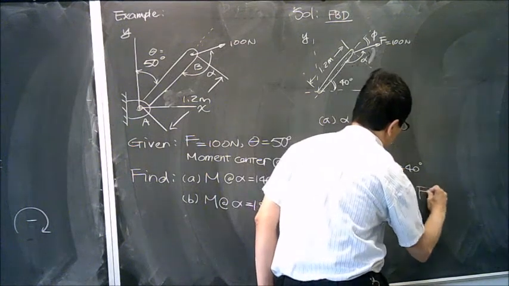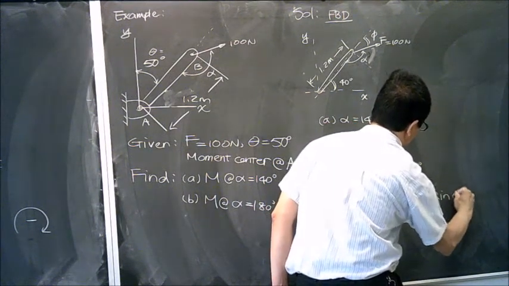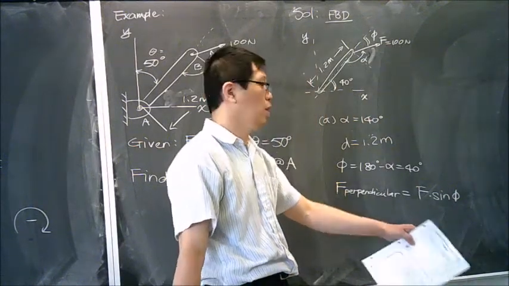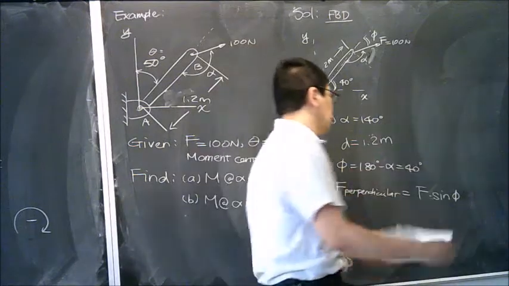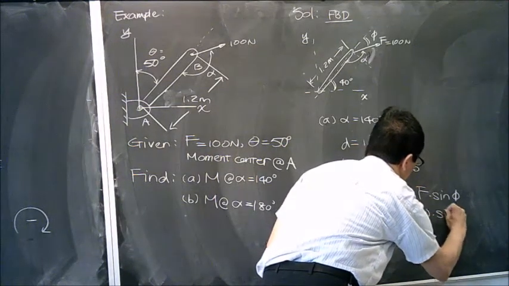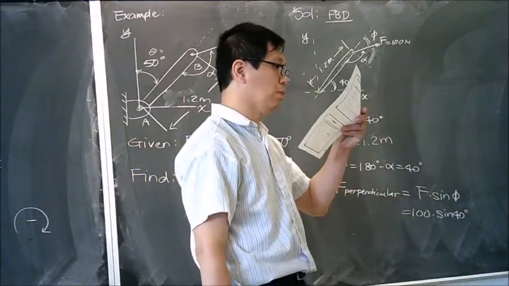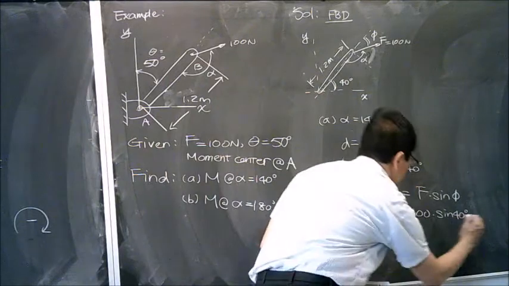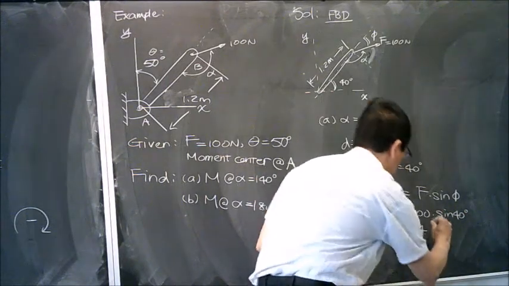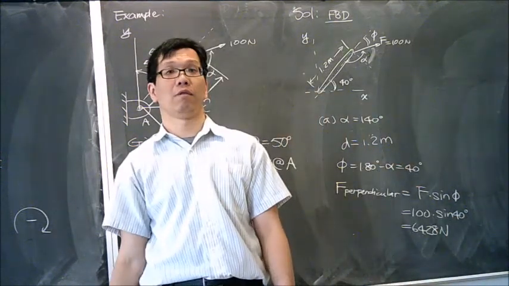Moment equals force multiplied by sine phi. In this case, phi is 40 degrees, so this is 100 multiplied by sine 40 degrees, which is going to give me 64.28 Newton.